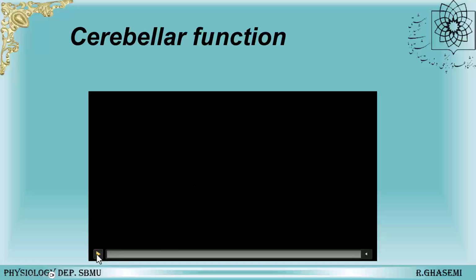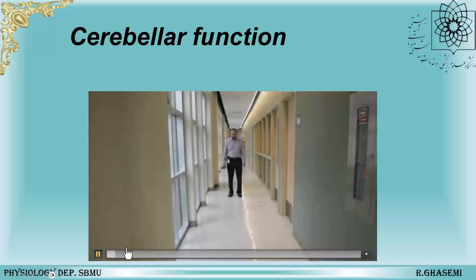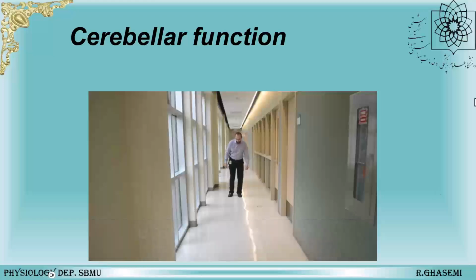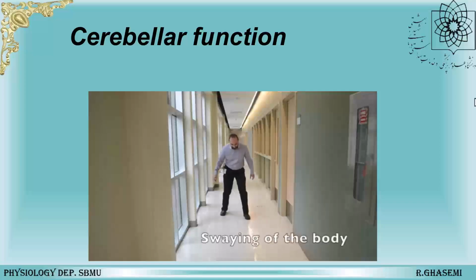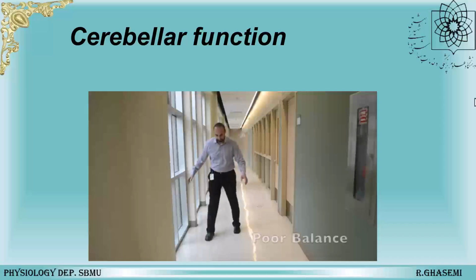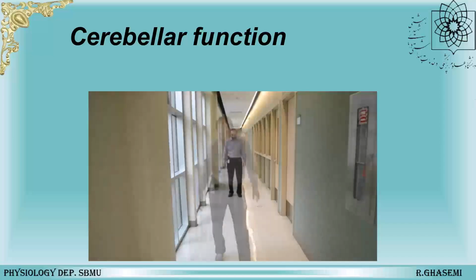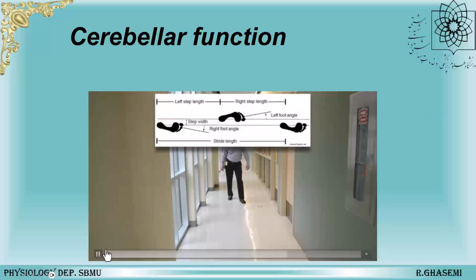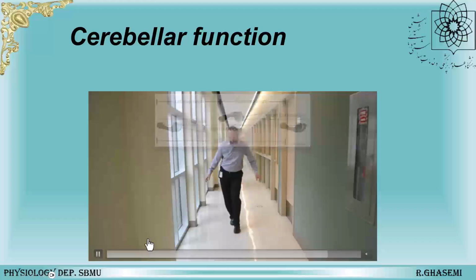Okay, what about the ataxic movement, ataxic gait that I told you we have in cerebellar dysfunction? Have a look at this type of gait. Incoordination of the steps, as you see, and poor balance, all of them because of the problem in the cerebellum that produces ataxic gait.